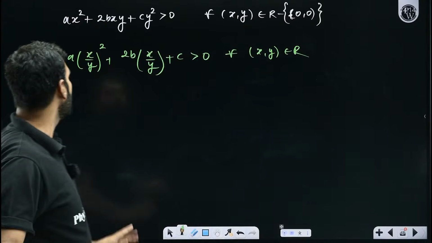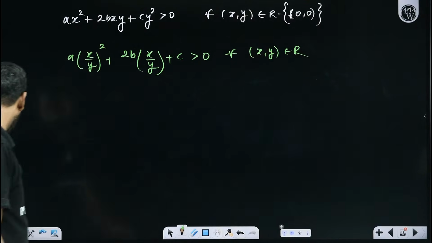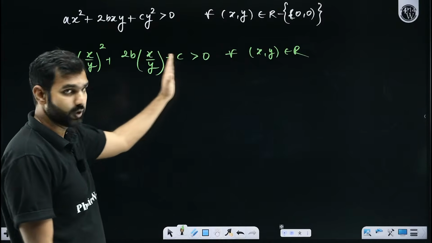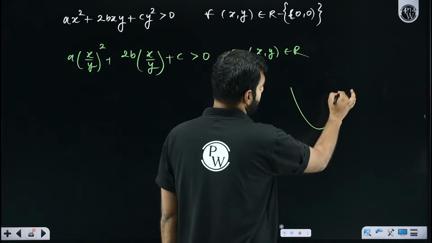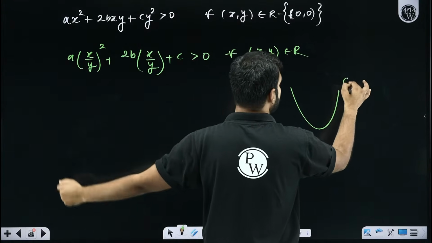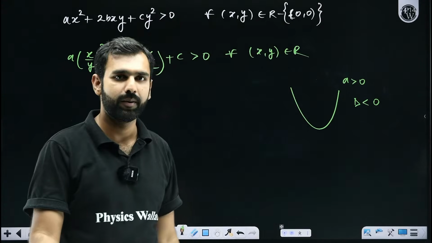So with that, all I'll say is that if this quadratic, where a could be anything, I'll talk about that later, is said to be positive, it will be an upward facing parabola where the coefficient of (x by y) square should be positive and its discriminant should be negative. I hope you are getting it, everyone.